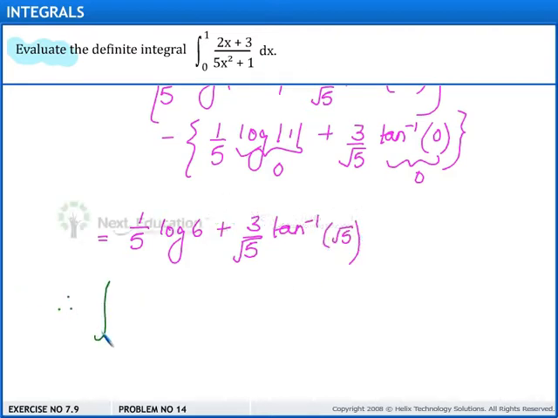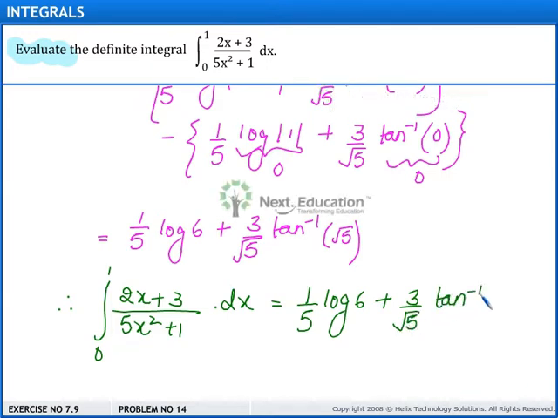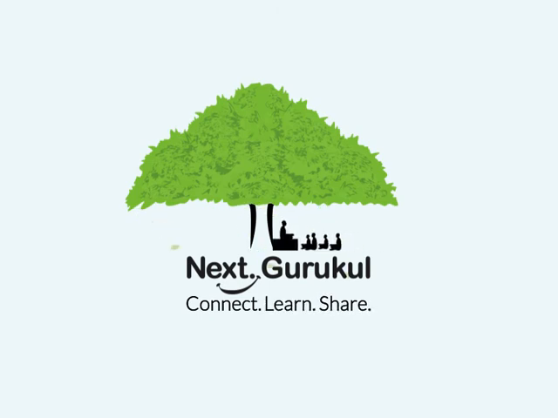Therefore, integral of (2x plus 3) divided by (5x square plus 1) into dx from 0 to 1 is equal to 1 upon 5 log 6 plus 3 upon root 5 tan inverse of root 5. This completes the solution.